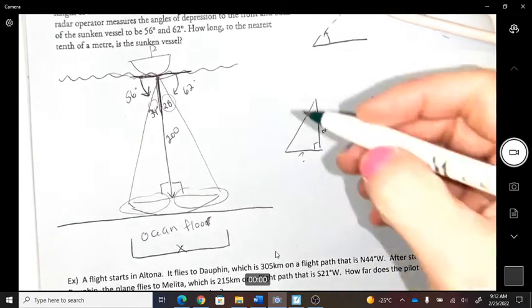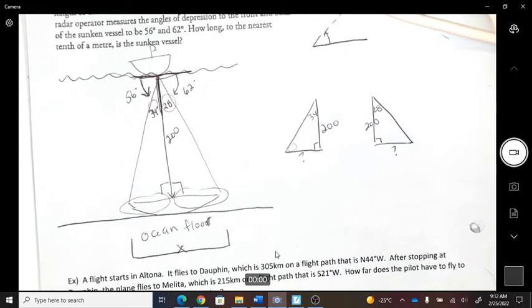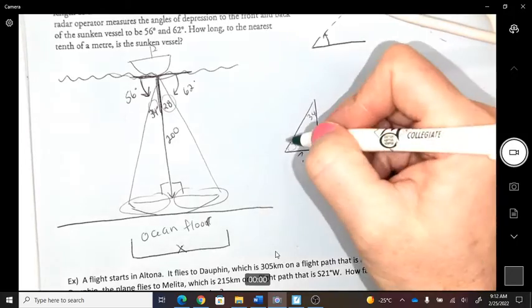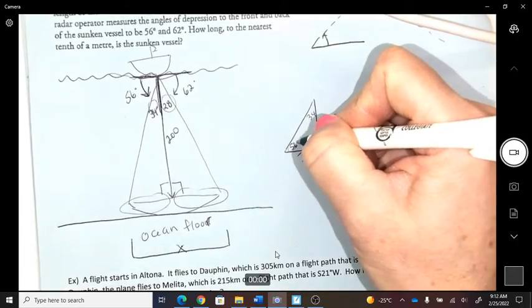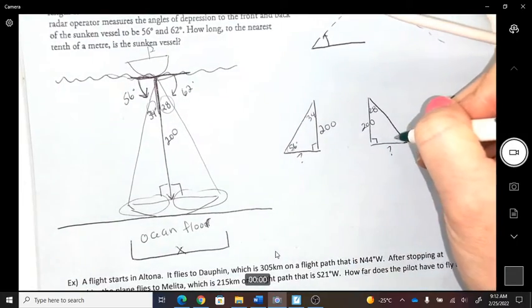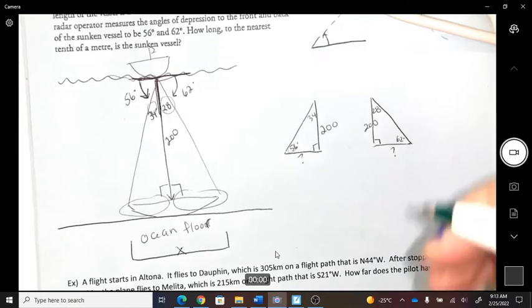Okay, and then I can also get this angle because I have 180 in a triangle. So this is 56, and this is 62.